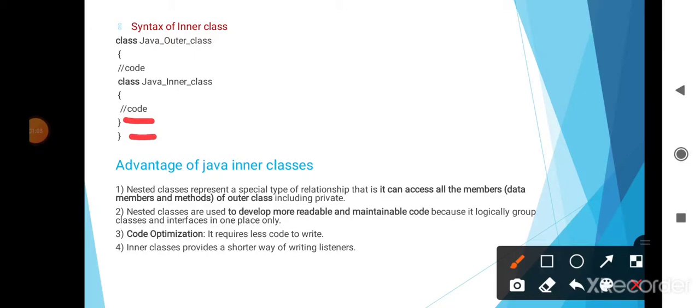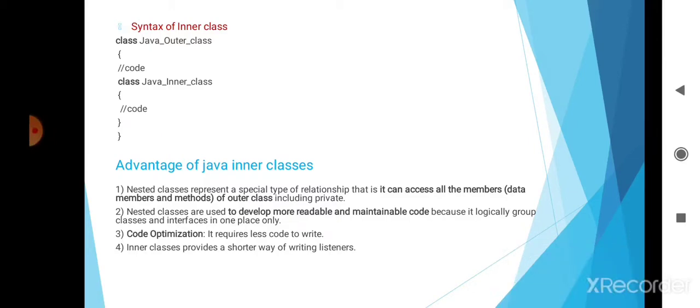Then the advantages of Java inner classes. Nested classes represent a special type of relationship, that is, they can access all the members, data members and methods of the outer class, including private. The second advantage is that nested classes are used to develop more readable and maintainable code because they logically group classes and interfaces in one place only. Then code optimization: it requires less code to write, and inner classes provide a shorter way of writing listeners.